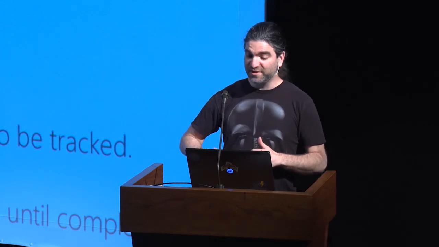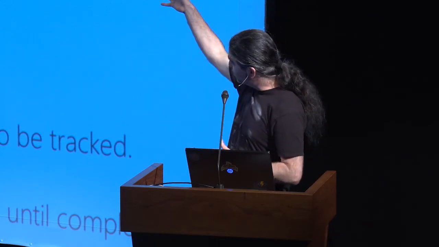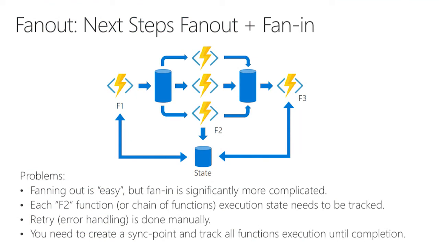Now, basically, every single function, either a chain or a function, needs to maintain this execution state. You need to be able to do all the retry handling and error handling, obviously. But you also need to create a sync point. You need to be able to address that sync point. F3 needs to be able to trigger out of that every time something happens. It needs to go and check the state, understand which state you are in, how you can actually go ahead, did all the work finish, and all of that combined together.